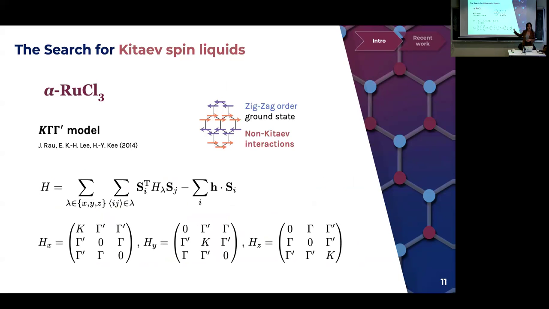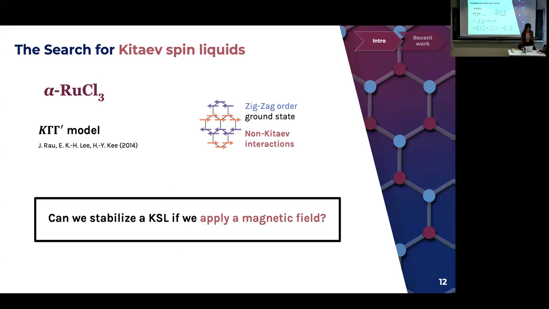And a minimal model for this material is actually described by K gamma gamma prime, where gamma and gamma prime are off diagonal, but also bond dependent interactions. And gamma prime actually stabilizes the zigzag order here. So the question is, can we stabilize a Kitaev spin liquid if we apply a magnetic field?